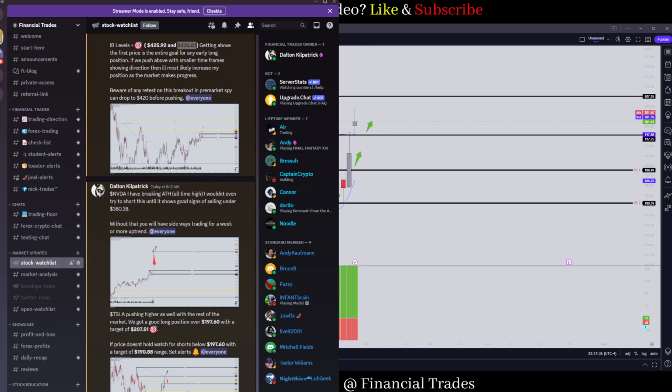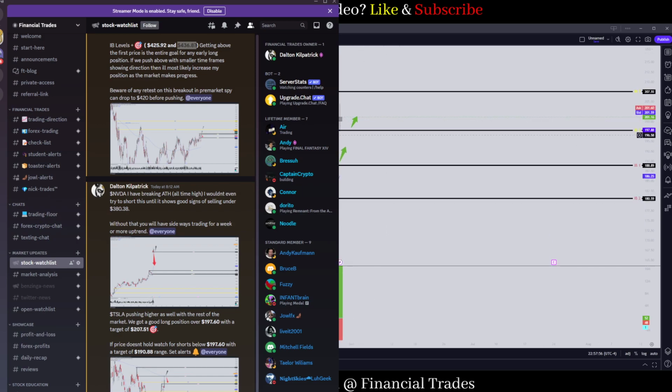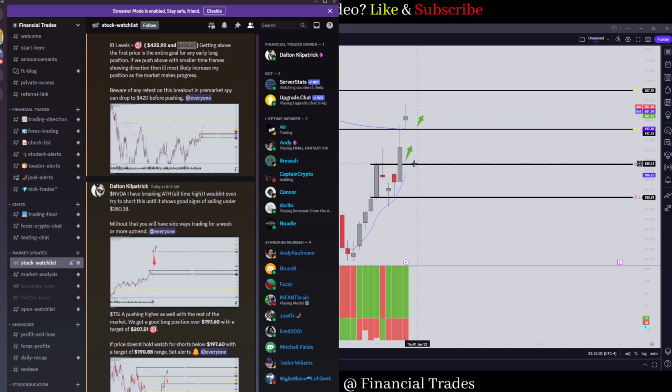Perfect. So let's call these, we'll go IB2, make this yellow. And we will go IB1 and make this yellow. Okay, so now we got two inside bars with very good confirmation of upside anywhere above 188 with smaller time frame direction. You should be seeing a push upwards. Let's go over the watch list a little bit.